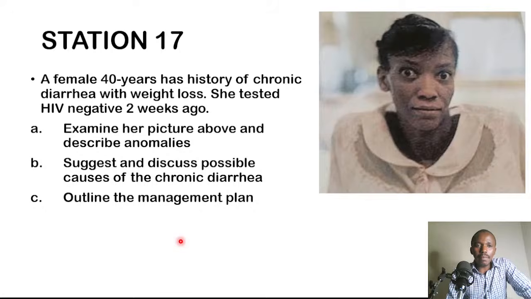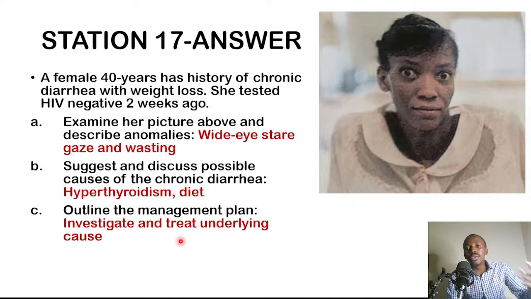So a female, 40 years, has a history of chronic diarrhea with weight loss. She tested HIV negative 2 weeks ago. Examine her picture above and describe the anomalies, suggest and discuss possible causes of the chronic diarrhea, outline your management plan. So this woman here has HIV. As we can see here, it's as if she's pretty much opening her eyes widely. So you call that a wide-eyed stare gaze.